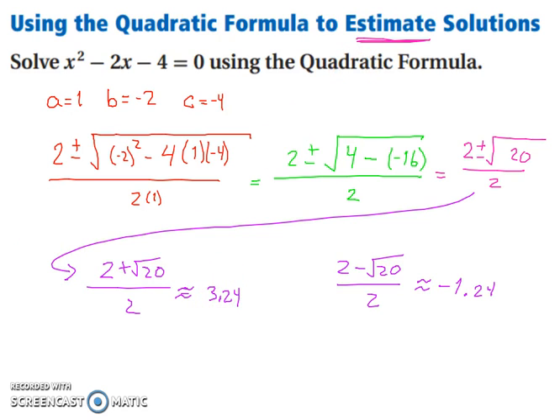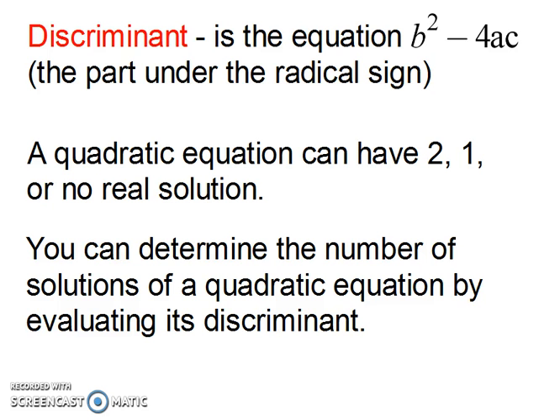Alright, so now let's look at the discriminant. The discriminant is the expression b squared minus 4ac. It's the part under the radical sign. As you all know, a quadratic equation can have 2, 1, or no real solutions, and you can determine the number of solutions of a quadratic equation by evaluating its discriminant.